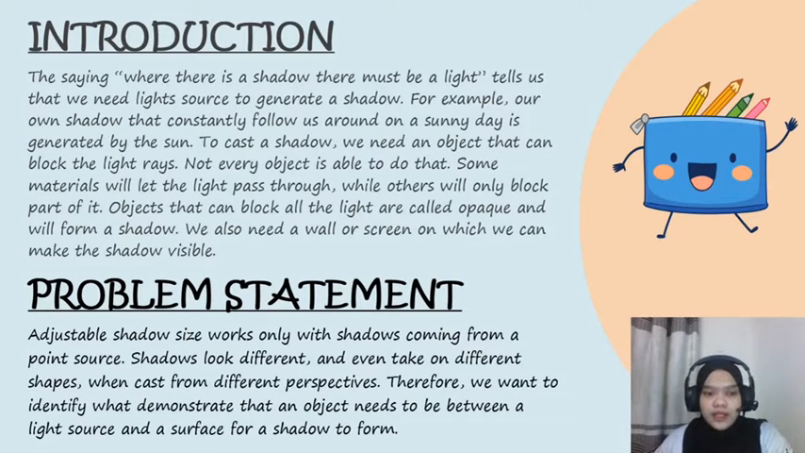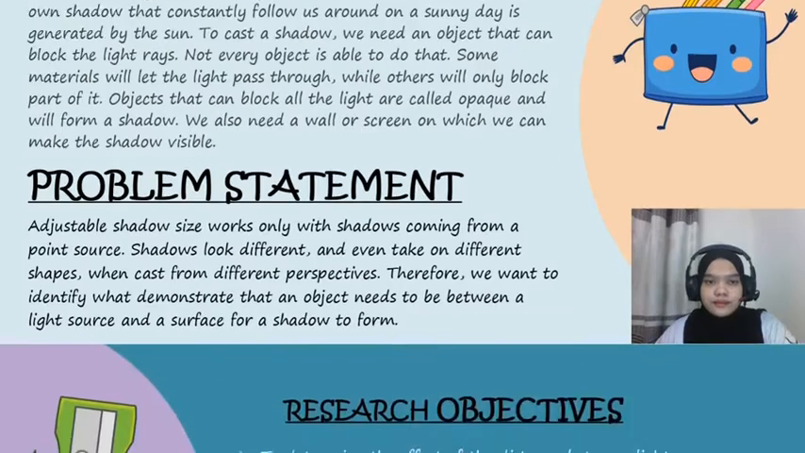For the problem statement, adjustable shadow size works only with shadows coming from a point source. Shadows look different and even take on different shapes when cast from different perspectives. Therefore, we want to identify what demonstrates that an object needs to be between a light source and a surface for a shadow to form.